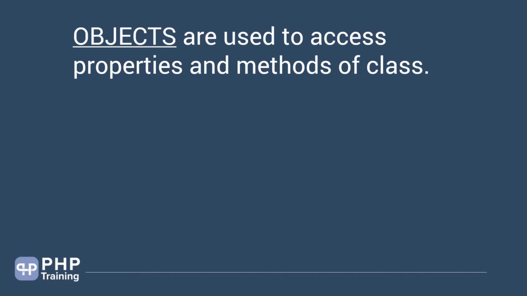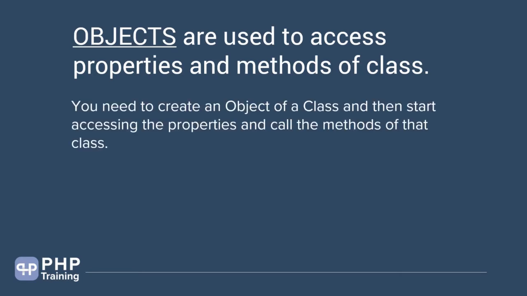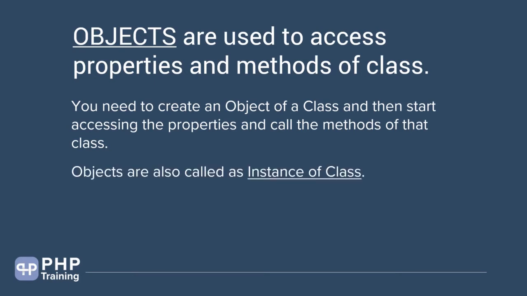So you have to define an object of a class, and via the object you basically call and access the properties or methods of a class. So you need to create an object of a class and then start accessing the properties and calling the methods of that class using that object. Objects are also called instances of a class. This is again a change in the lingo. So when you're saying object of a class, you can also say instance of a class.